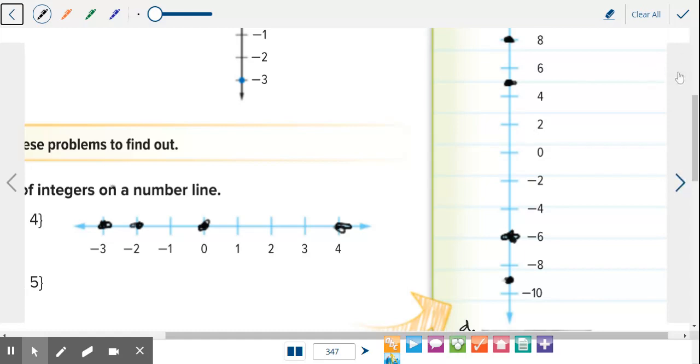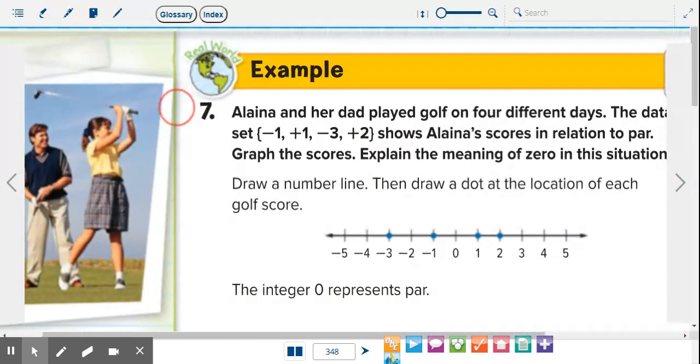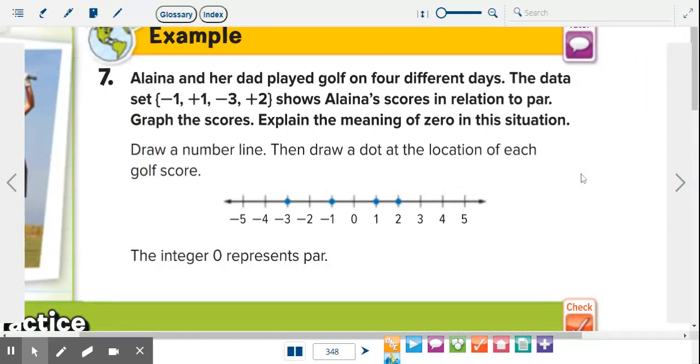All right, let's do one more, because you will see something like this. So number 7, Elena and her dad played golf on 4 different days. The data set, -1, 1, -3, 2, shows Elena's scores in relation to par. So graph the scores and then explain the meaning of 0 in the situation. So you literally take that set of numbers, graph them on a number line, then what would 0 represent for this situation?